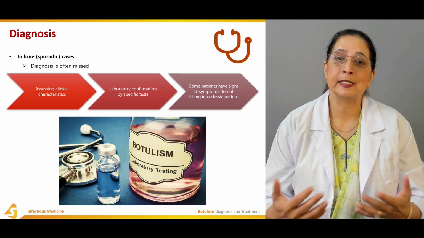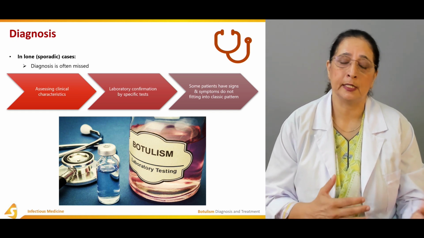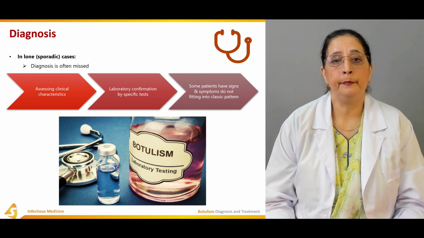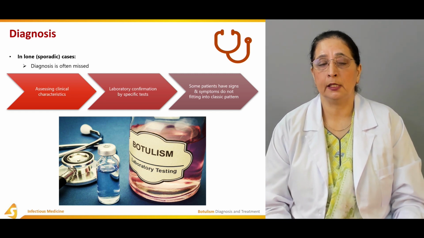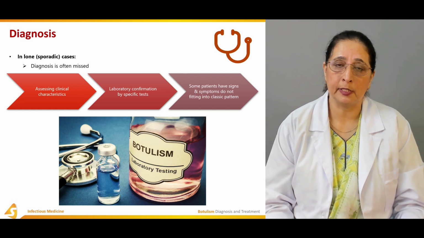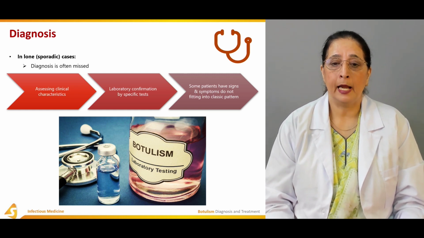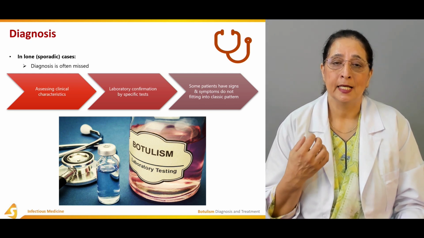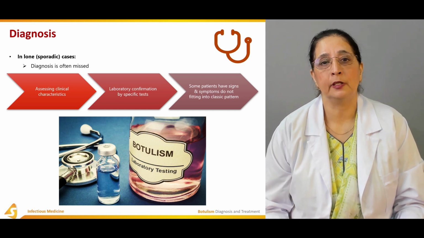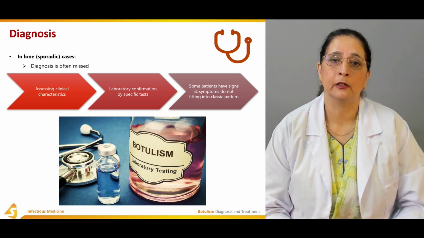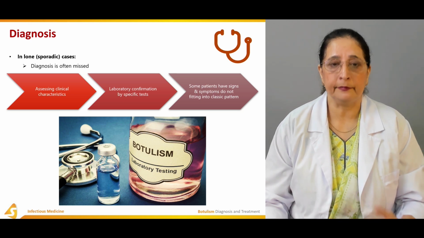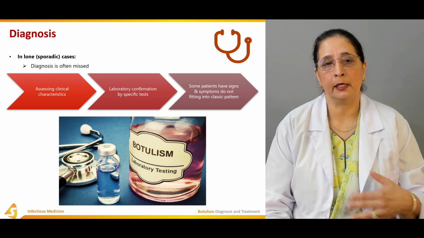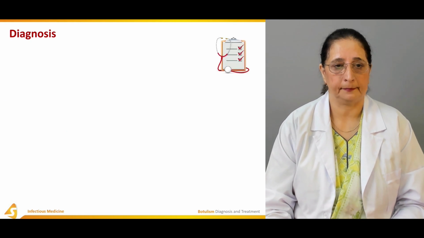Assessing clinical characteristics can be helpful, but sometimes may not be very specific. Lab confirmation can be done by specific tests used for the diagnosis of botulism. And also some patients might not have a significant clinical picture that is characteristic of botulism. So all these factors help us in the diagnosis, and sometimes mislead the diagnosis.